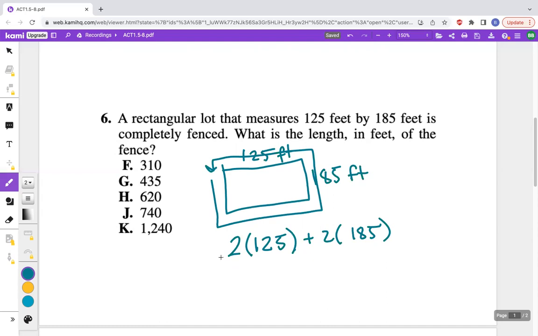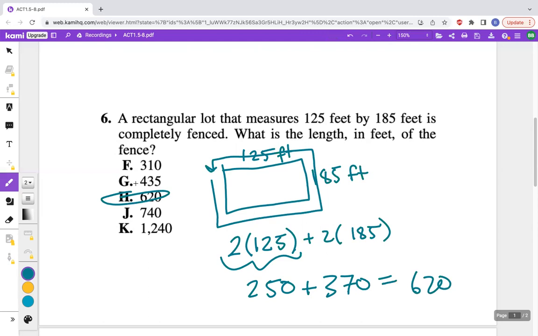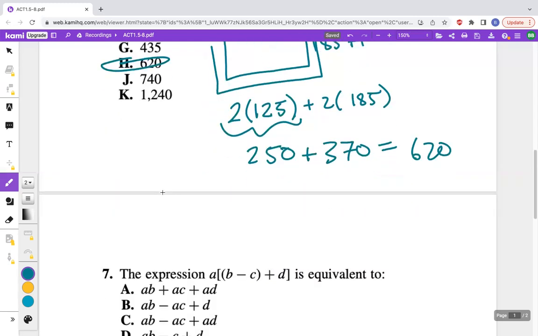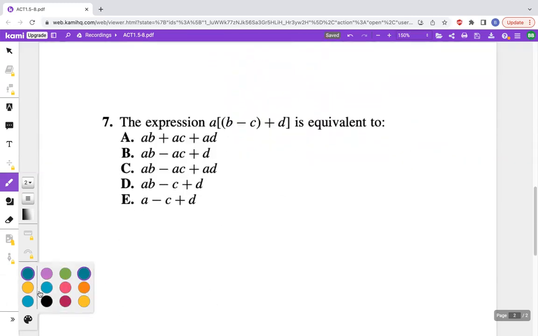One thing I do like to do when I'm confident about multiplication is just do it by hand, because I feel like it saves me time and reduces calculator errors. I'm going to do this 2 times 185. So that's 370. This comes together to be 620. All right, there's my answer, H, and time to move on.